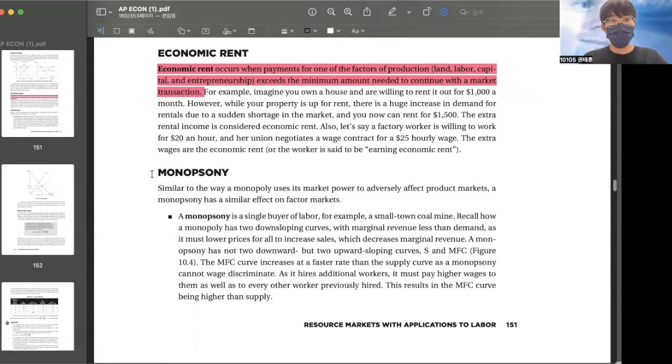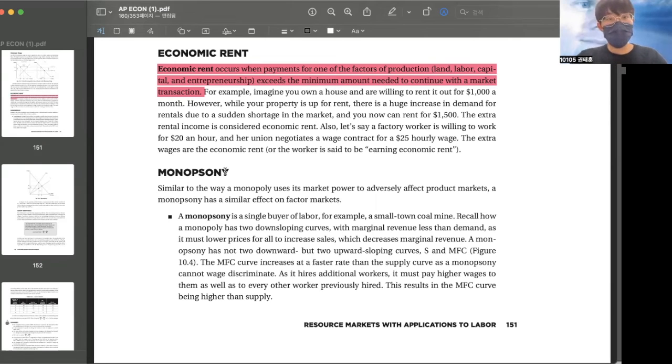The second term we're going to go over is monopsony. Similar to the way a monopoly uses market power to adversely affect product markets, a monopsony has a similar effect on factor markets. A monopsony is a single buyer of labor, a single buyer. For example, a small town coal mine.